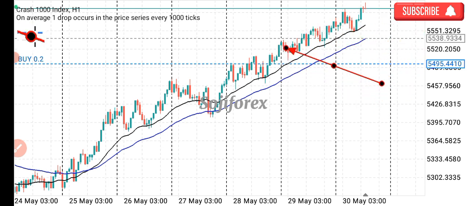Establish that, how do we make entries? What are our checklists? Our checklist is for us to know the behavior of price around the zone of the moving average.